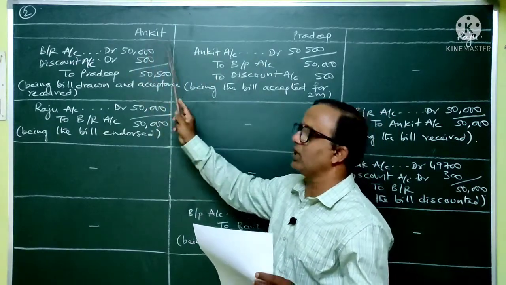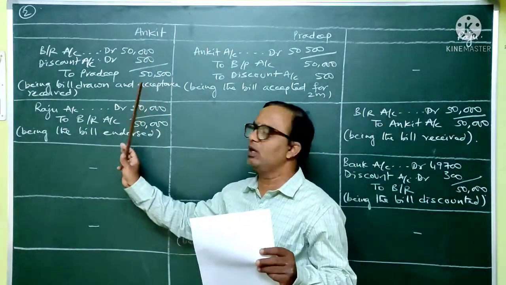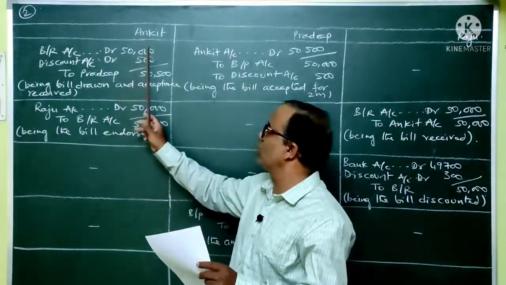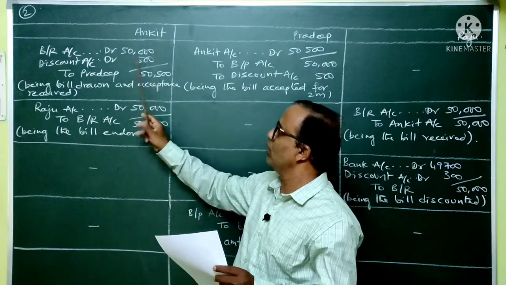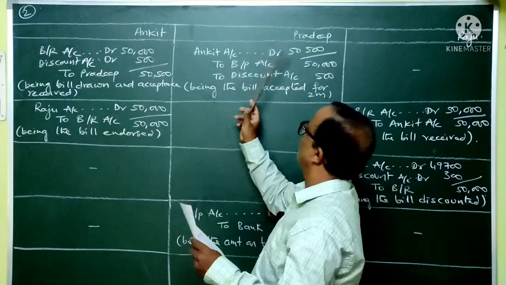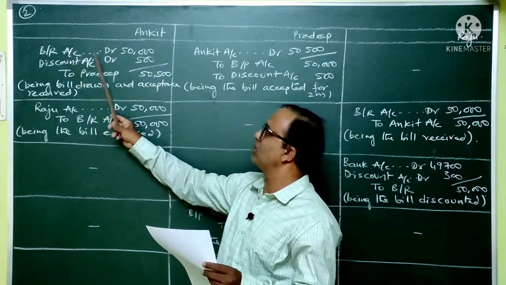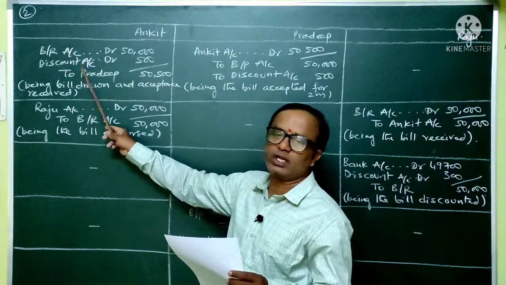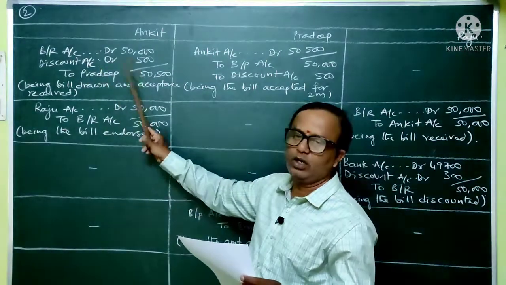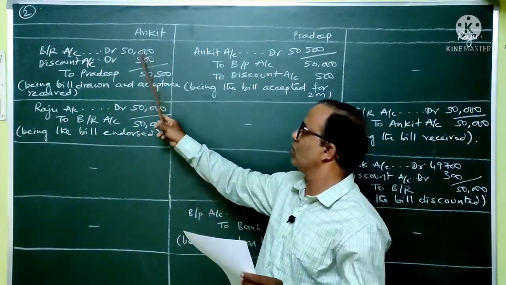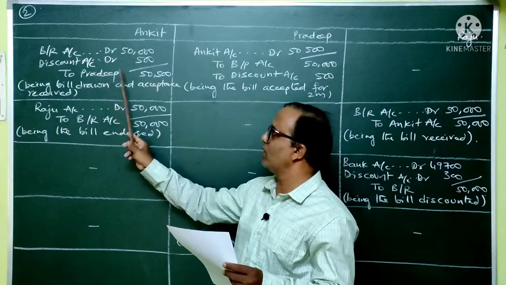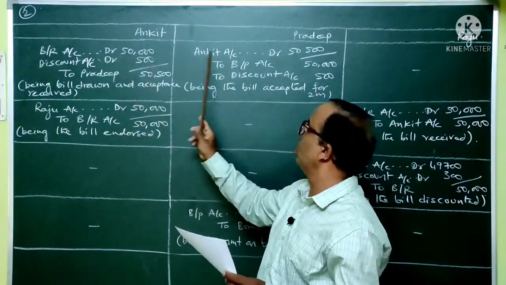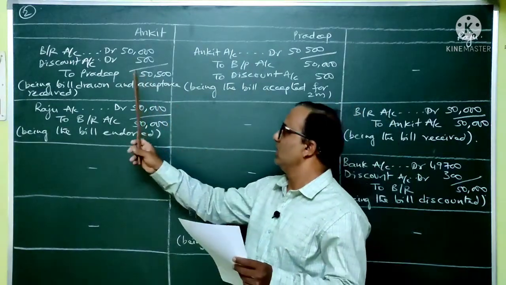So in the books of Ankit, now I have already told you, when you are writing in one particular party's books there, you think from that particular party's point of view. So if you think now you are Ankit, you have drawn one particular bill on Pradeep. So your entry will be bills receivable account debit, for 50,000 you have drawn the bill. Then again discount you have allowed, which is an expense to you. So discount account debit to Pradeep. So totally 50,500. In other words, after allowing discount, for the remaining amount, you have drawn the bill on Pradeep.